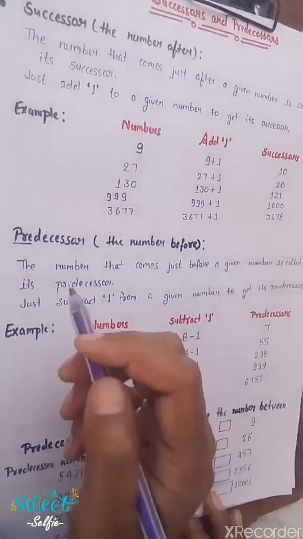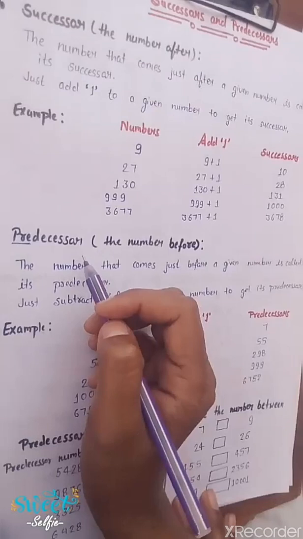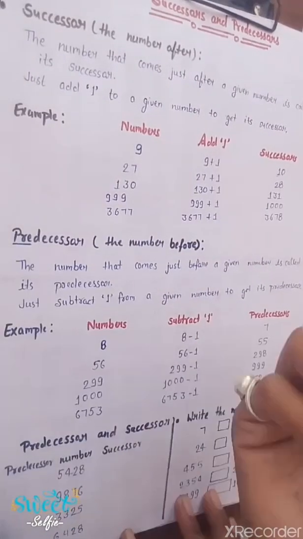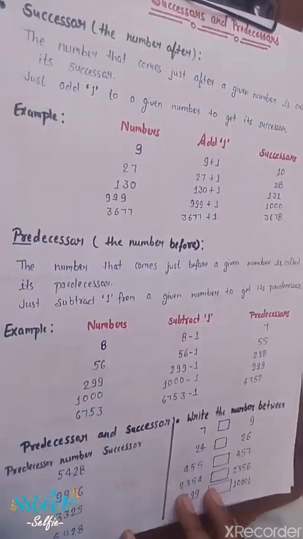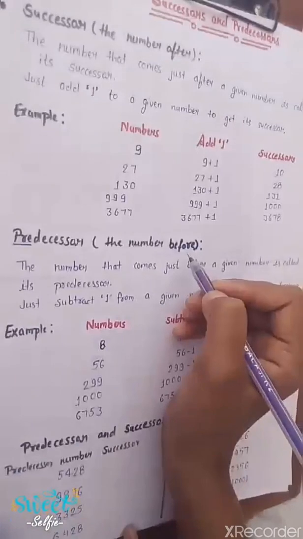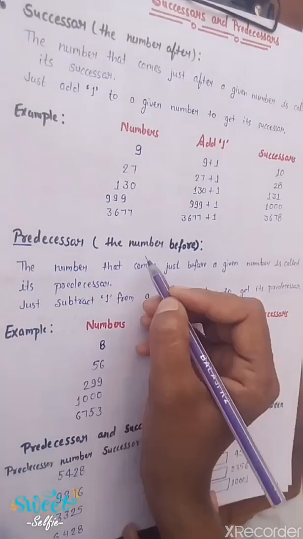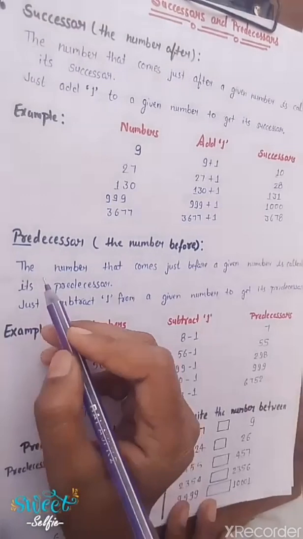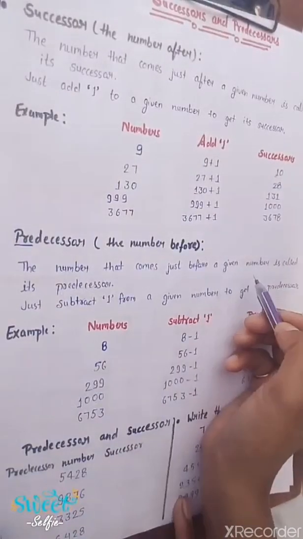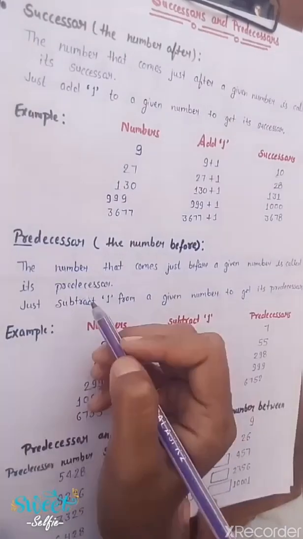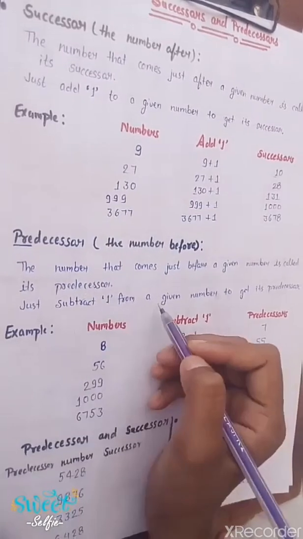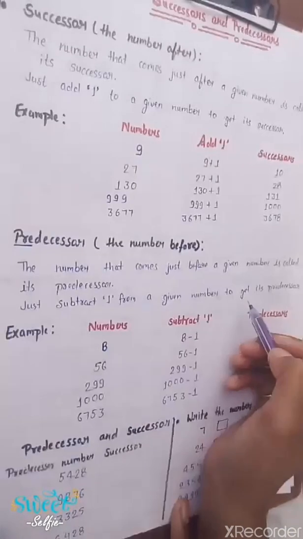Next is predecessor. Look here, this is a pre. Pre means pehle. Pre means pehle. It means the number before. The number that comes just before a given number is called its predecessor. So just subtract 1 from a given number to get its predecessor.